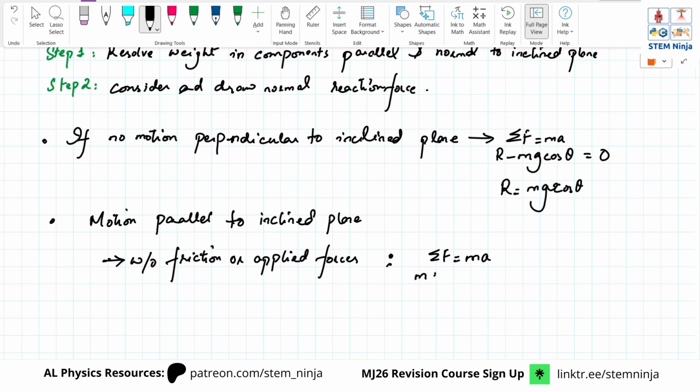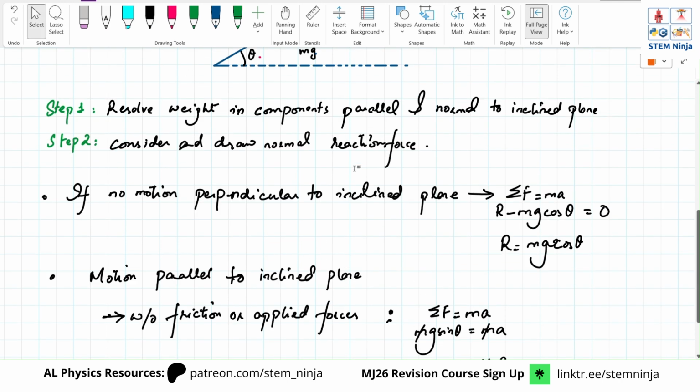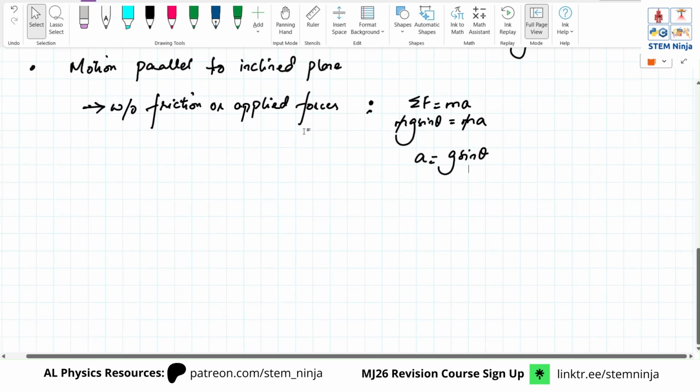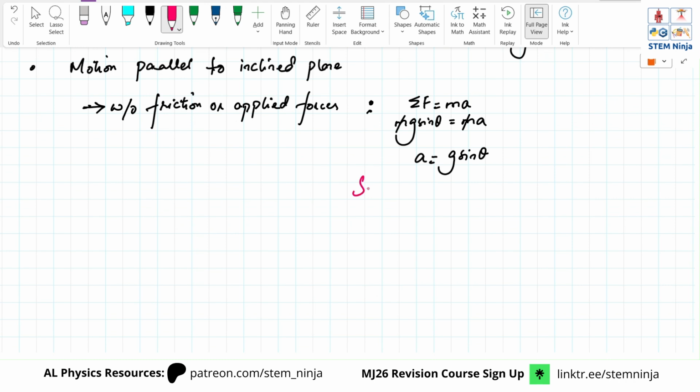So this would be mg sine theta equals ma. So m cancels, and you will see that a is g sine theta. So the acceleration that will be causing the object to go down in the absence of any friction or any applied force would be g sine theta, which means that once you have acceleration, you can use it to find any quantity in the SUVAT. You can find out displacement, you can find out velocities, you can find out time for a particular displacement.